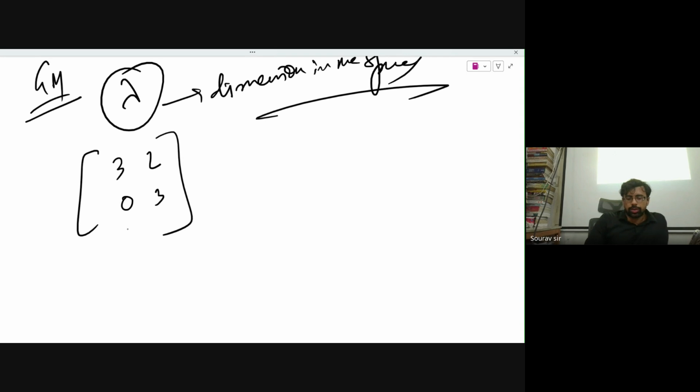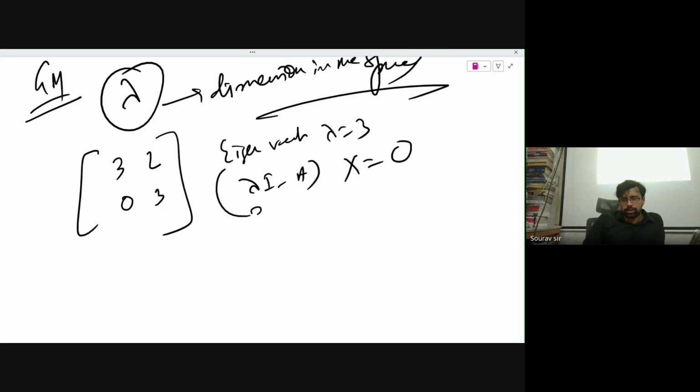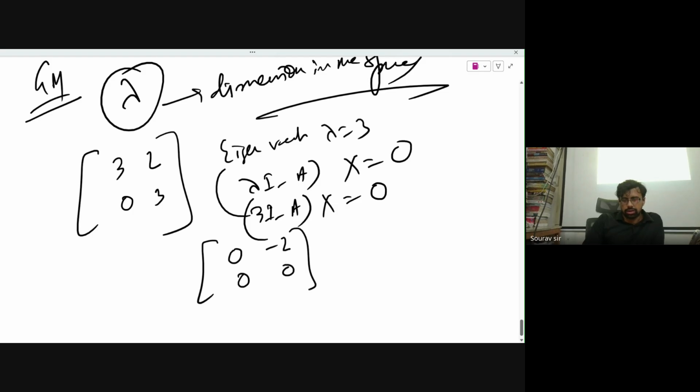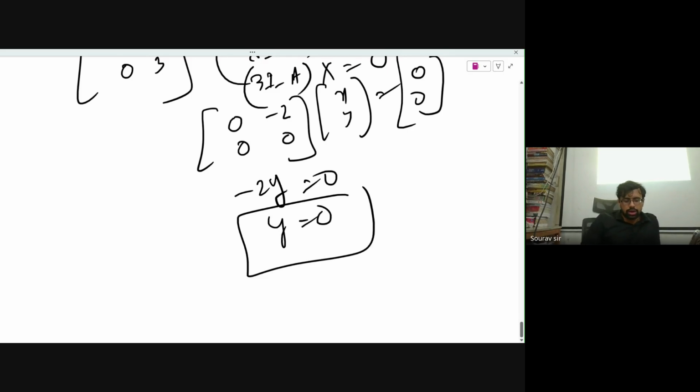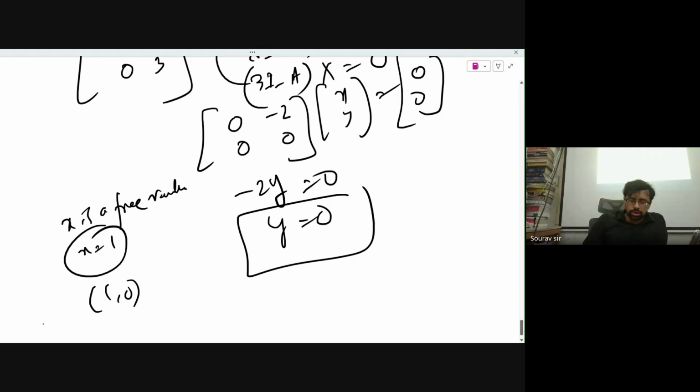3 2 0 3 is our matrix. Now suppose we have found the eigenvector corresponding to lambda equal to 3. So put lambda equal to 3 in the structure lambda I minus A times x equal to 0. So we get 0 0, x y, 0 0. So what will come: minus 2y equal to 0, y equal to 0. So x is a free variable. Let us take x equal to 1. You can take anything, x is free. So 1 comma 0 or 2 comma 0 or maybe n comma 0 is a linearly independent vector for lambda equal to 3.